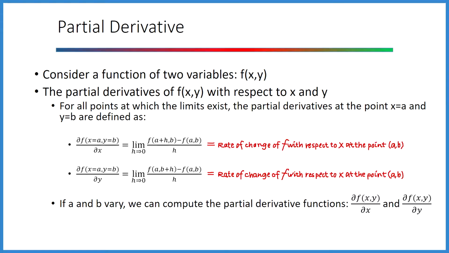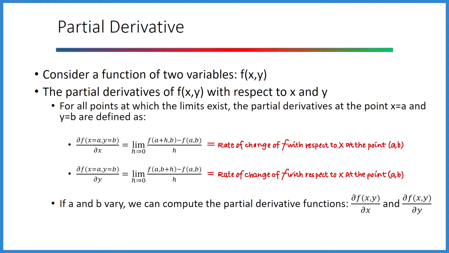two or more variables. For instance, let's say we have a function that is a function of both x and y. In that case, we can define the partial derivatives of f of x comma y with respect to x and y in a similar way to the way in which we defined the normal derivative. We'll state that for all points at which the limits exist, the partial derivative of f with respect to x at the point x equals a and y equals b is equal to the limit as h approaches 0 of f of a plus h comma b minus f of a comma b, all divided by h.